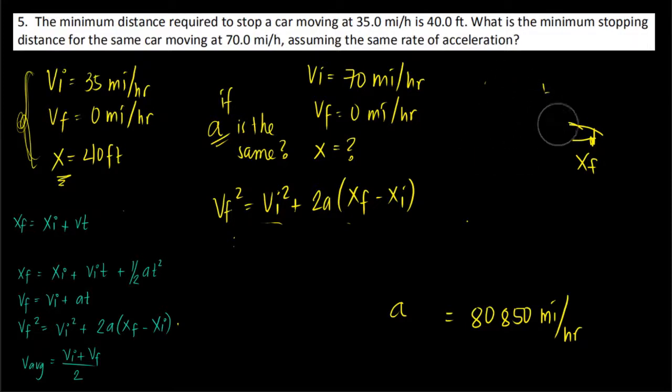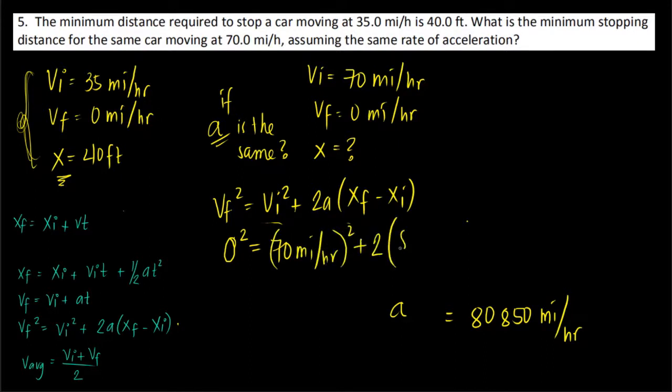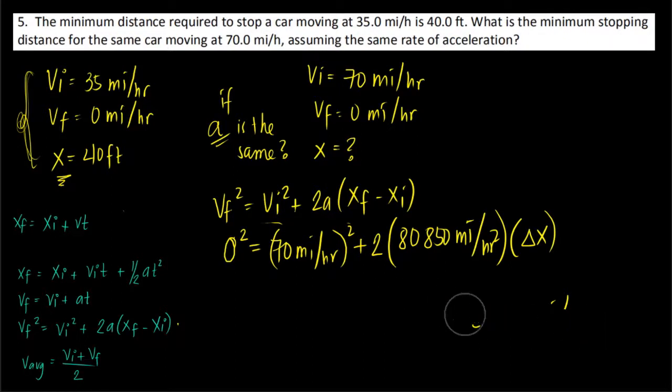Okay, like I said, same formula. So, ang VF natin, because we're going to stop anyways, 0 na siya. VI, 70 miles per hour squared plus 2. Ang A natin is now 80,850 miles per hour squared. May squared gali, hindi times. Data x na sulat ko abot na siya nga xf minus xi na siya. Okay. Now, transpose, so you get negative 70 squared.